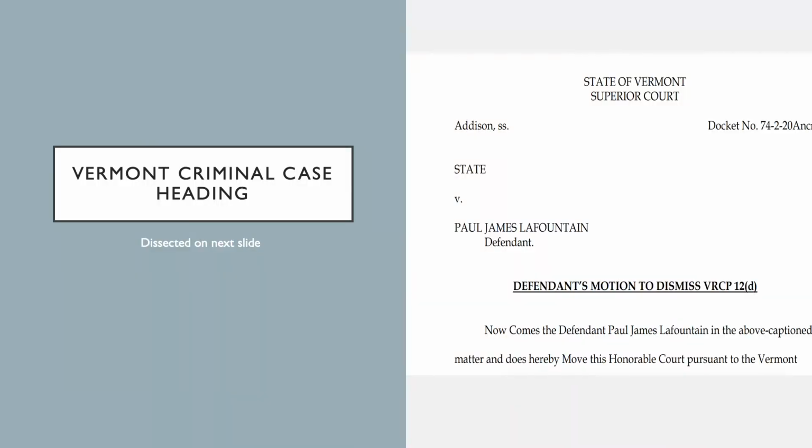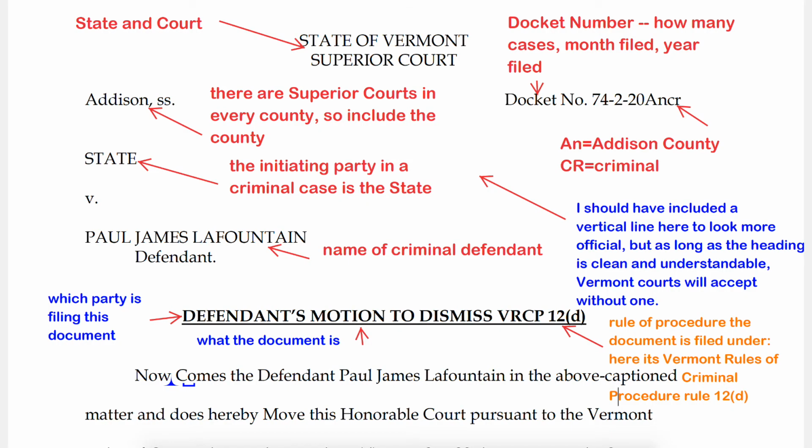Here's a Vermont criminal case heading. See a similar format, a little bit cleaner style, slightly different information. We'll dissect it on the next slide. So here you have the state of Vermont and the court, the superior court at the top. But since there are superior courts in every county, unlike the environmental court, you put the county with a comma SS. I don't know why, that's old legal tradition. Instead of saying Addison County, you write Addison SS to the left to indicate that's in the Addison County Superior Court. Put the docket number.